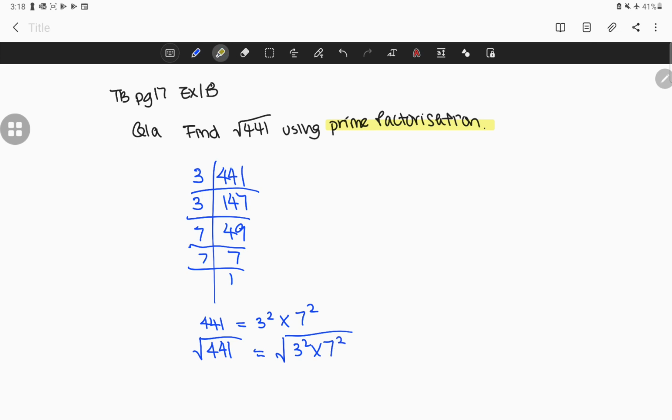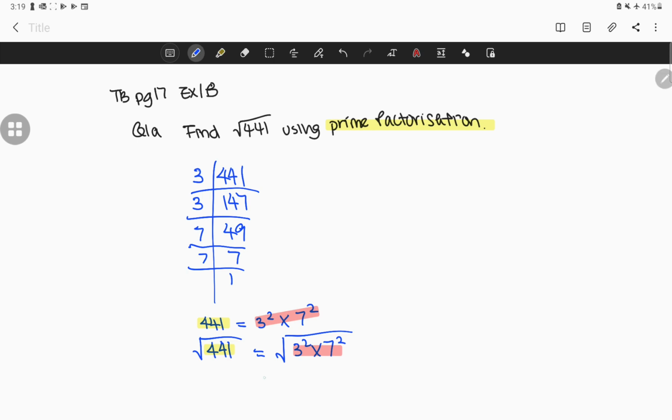So we have 441 here, we have 441 here. And 441 is equal to 3 squared multiplied by 7 squared. And it is over here. So the only difference is that we added the square root sign in.